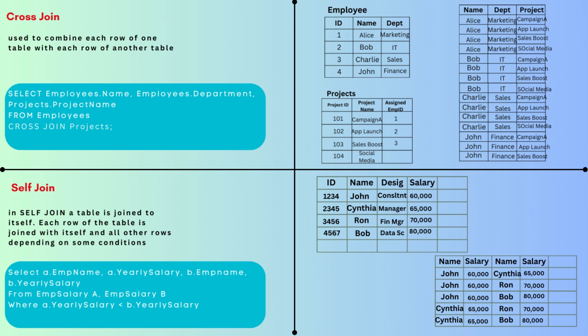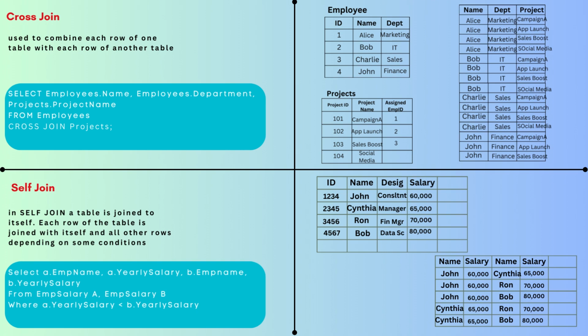The syntax would be select A.employee name, A.yearly salary, B.employee name, B.yearly salary. The reason I'm using A and B here is we have to compare one table with itself. It's like you are comparing 2 copies of the same table with each other, and the names of the 2 copies are A and B. So in case of self join, you will have to define these A and B, or any aliases, for the table.